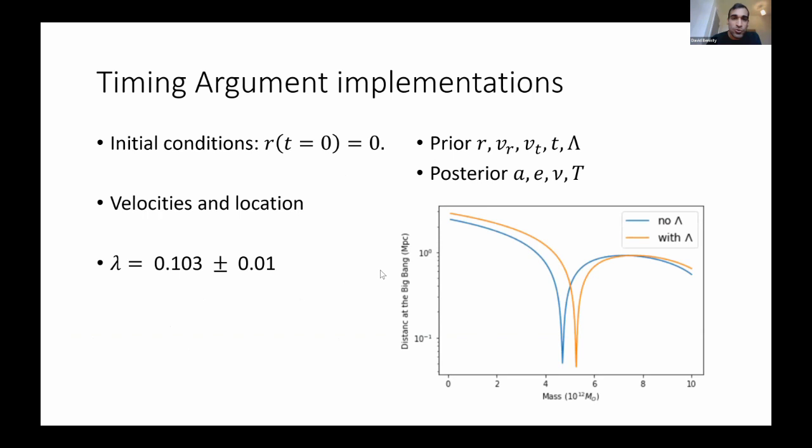When I tried to do this as a prior, we know the separation, the radial velocity, the tangential velocity, the cosmological constant, and the age of the universe, and then we want to get the semi-major axis, eccentricity, and so on. Eventually, from the MCMC, I got a value for this small lambda, this dimensionless parameter, of about 0.1. So as you see, this is the theoretical explanation, and these are the numbers. The 10% is actually because of this fit. So this is about a 10% contribution to the whole motion.